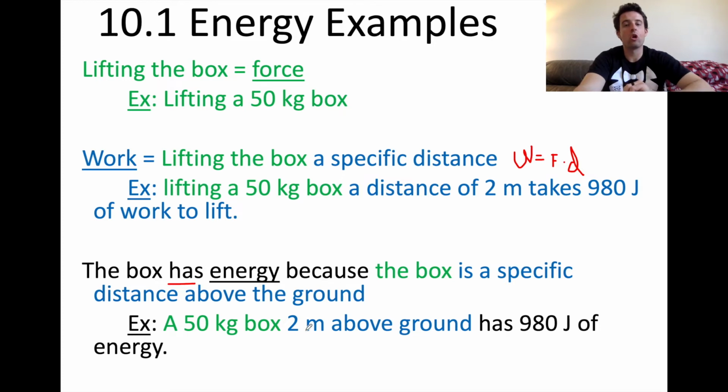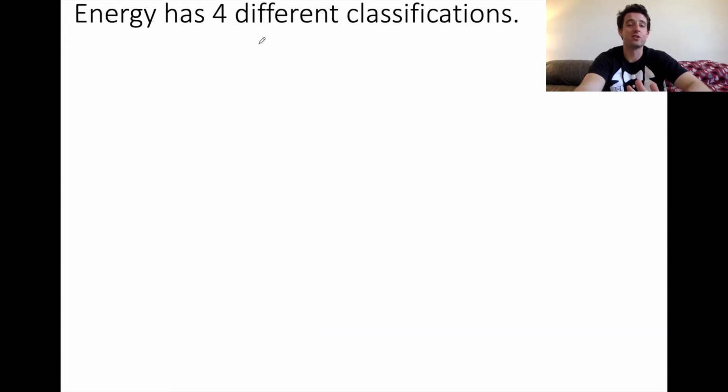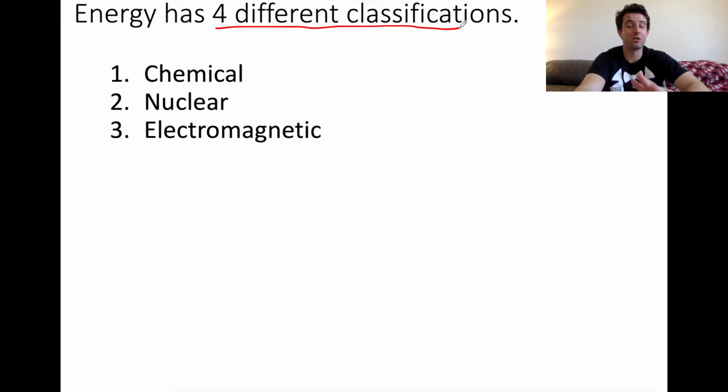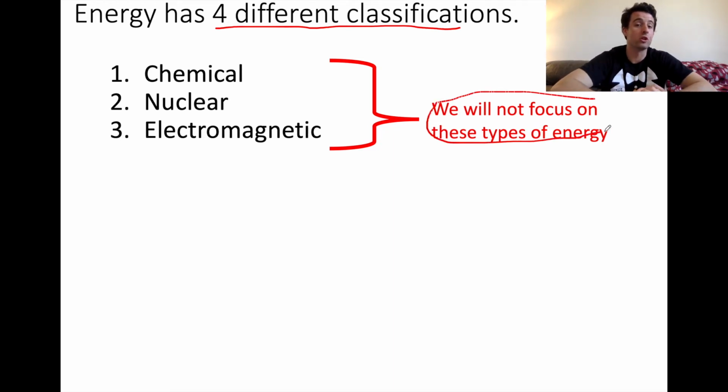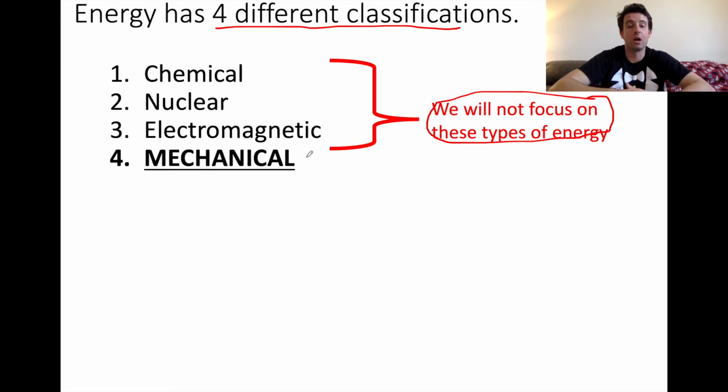Great. So earlier I talked about potential energy, or I just did. There's 4 different classifications of energy. We've got chemical, nuclear, and electromagnetic. Those are 3 of them. We're not going to focus on these types of energies. If you were to become a nuclear physicist or a nuclear chemist, you would need to know nuclear, and if you were to become a chemist, you'd need to know chemical, and if you were to become a full-on physicist, you'd need to know more about electromagnetic. But energy is kind of complicated enough as it is that we're just going to talk about mechanical energy.